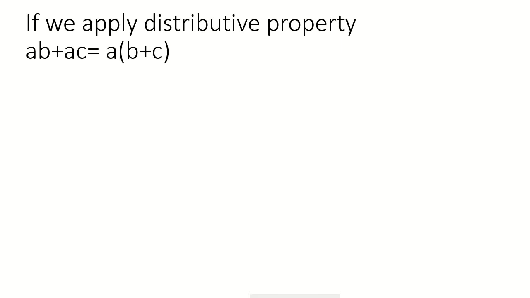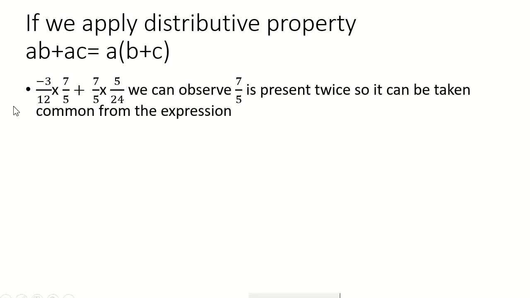Now let us apply the distributive property. In this, we can observe that if a is coming in two terms, it can be easily taken as common, and the remaining b and c and the addition sign remain as such in the brackets. So let us solve this problem with the help of the above mentioned distributive property. As we can observe easily that 7 by 5 comes in both the terms, so it can be taken common from the expression.